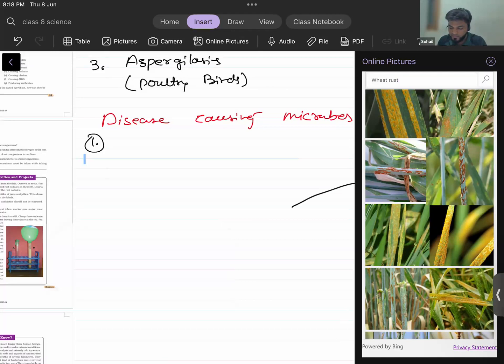See this one, the figure right next to it, which I'm referring to here. See how the wheat leaves have rusted here. See the brown patches over the leaf. This is called wheat rust.